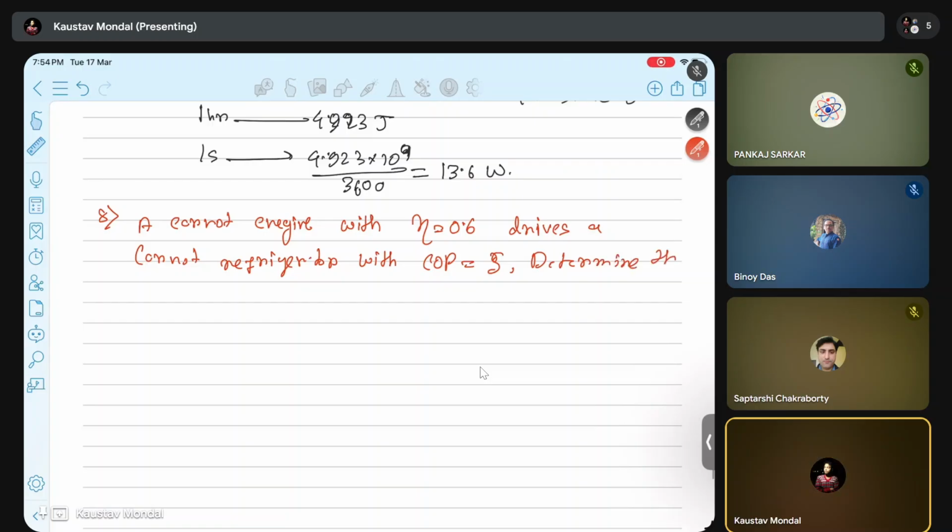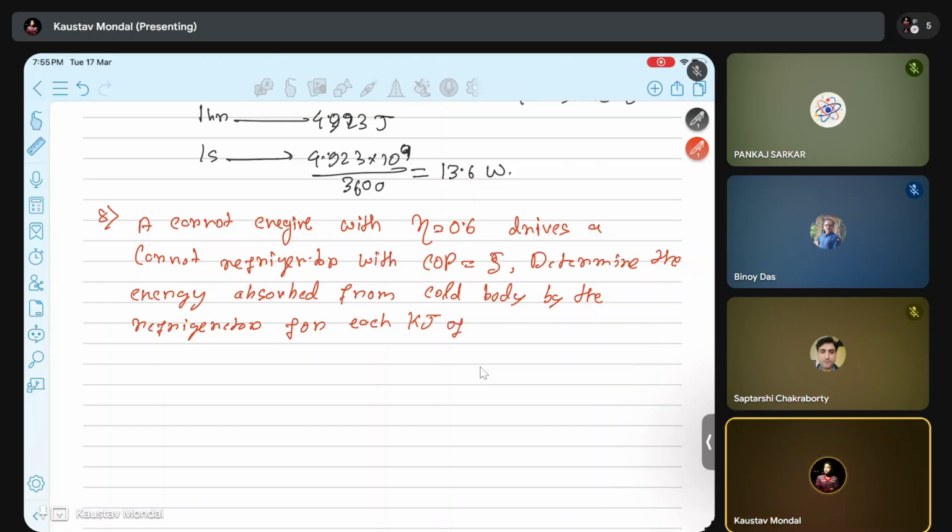Determine the energy absorbed from the cold body by the refrigerator for each kilojoule of energy absorbed from the source by the Carnot engine. Okay.